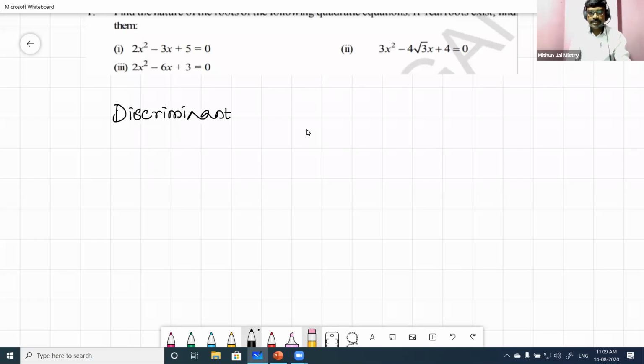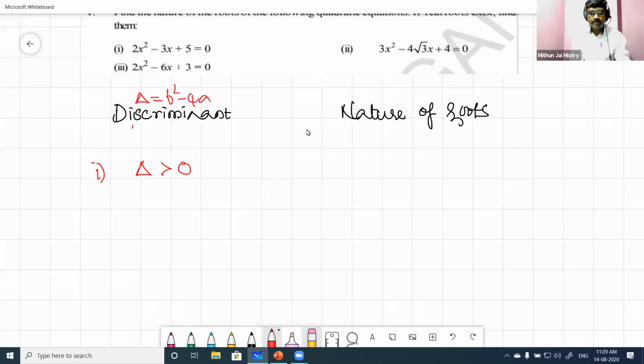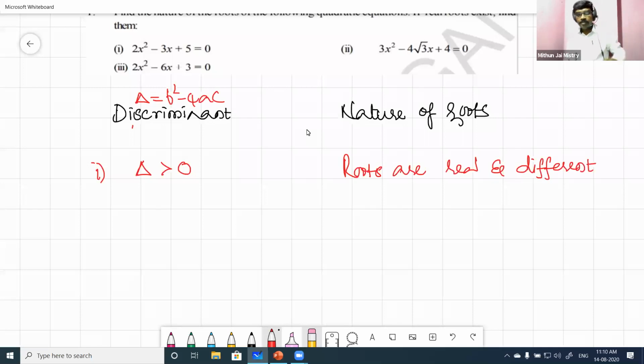It's given in your textbook also, the nature of the roots. How you have to remember is like this. Case number 1: if delta is greater than 0. What is delta? Delta is nothing but b square minus 4ac. If it is greater than 0, then the roots are real and different. Means both roots will be different. If one is minus 3, one more may be 4, or one more may be minus 2.